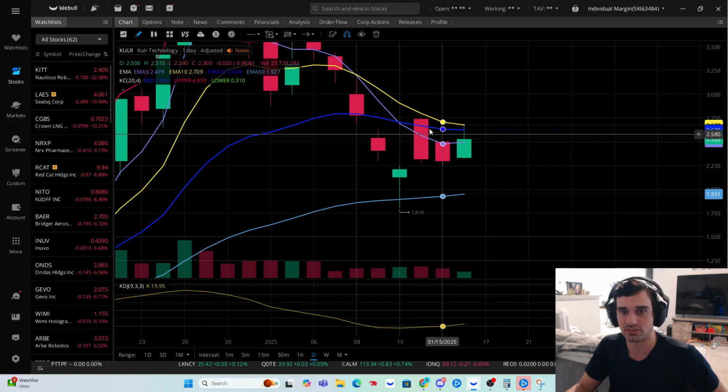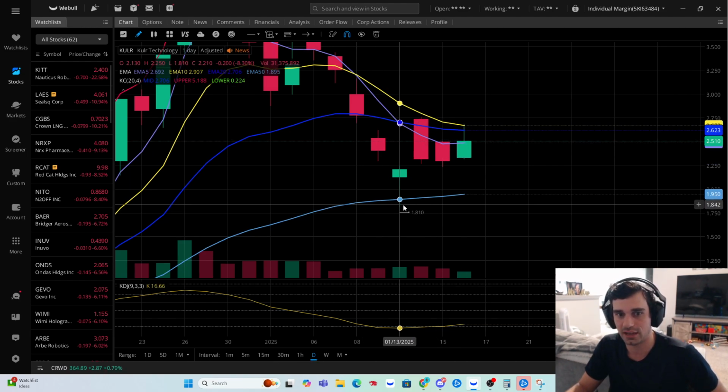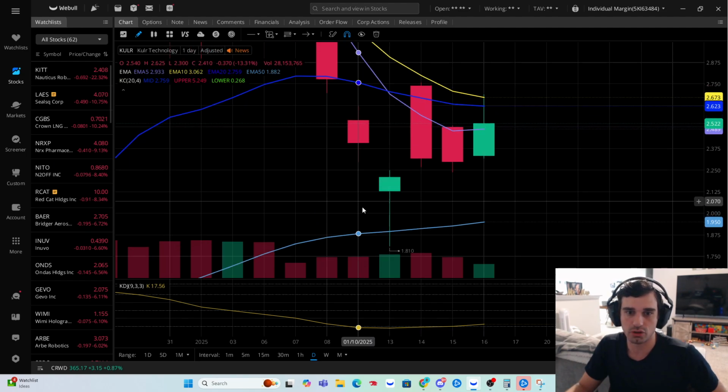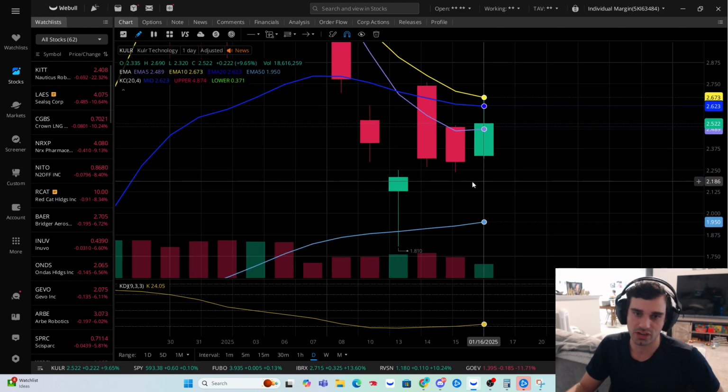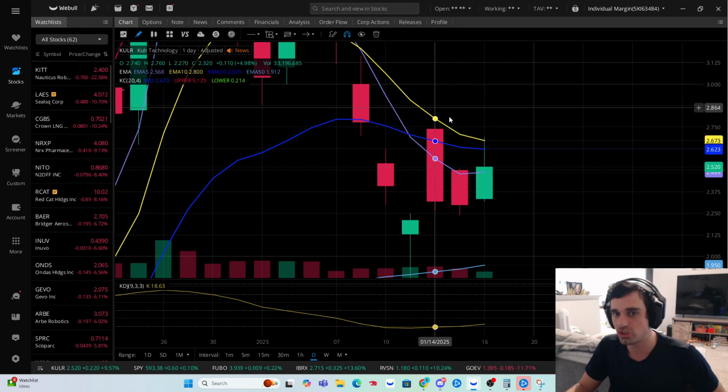So I'm thinking this is looking good, where we had this dead cat bounce. We had this long lower wick. It's a bullish candle. It's a bullish hammer. And then we should break this EMA 10.